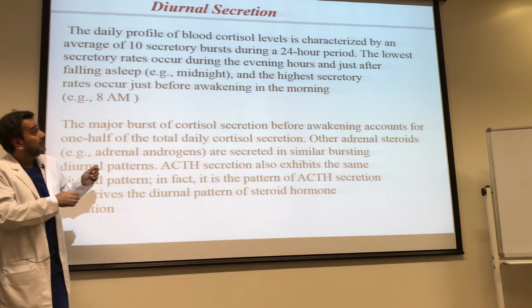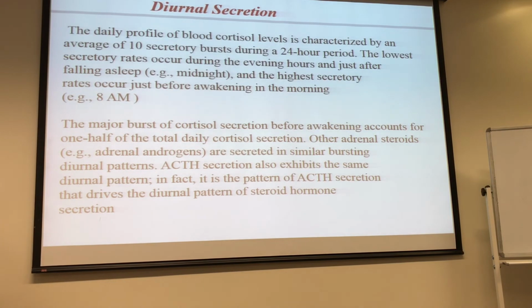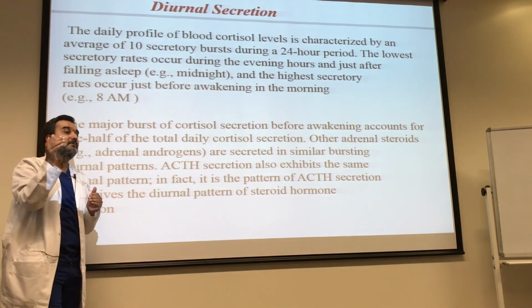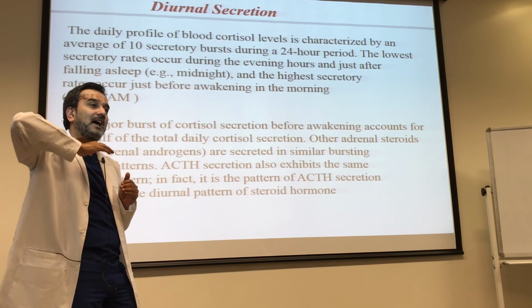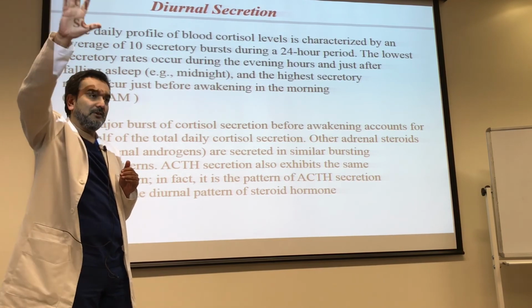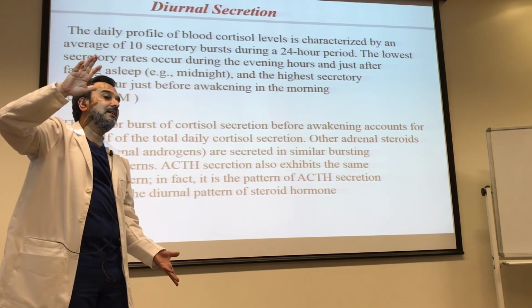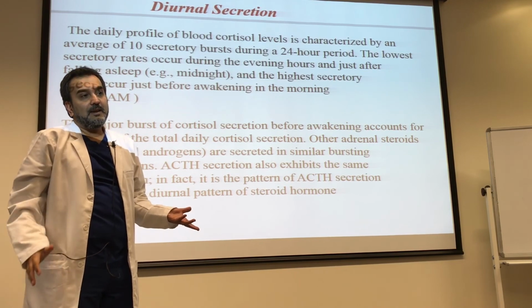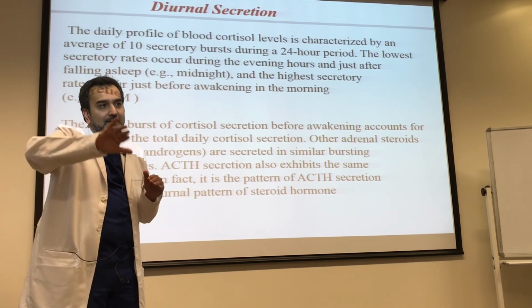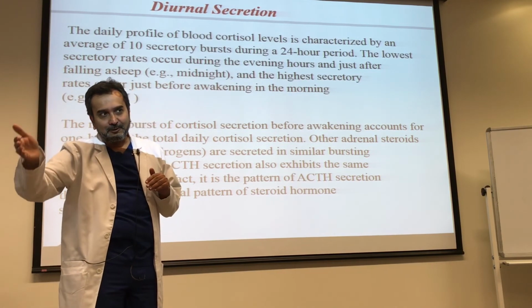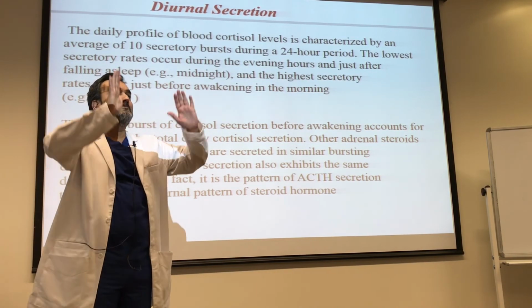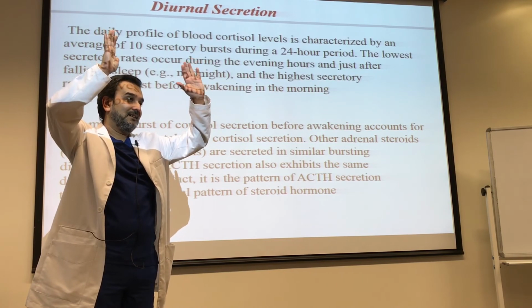Now the lowest amount is released near midnight, before you sleep, and the highest amount of cortisol is released in a burst just before awakening, around 8 o'clock. So around 8 o'clock you would have the highest burst of cortisol coming out, and around midnight, before you sleep, the cortisol levels are going down. So as the day progresses, your cortisol levels are going down. In the morning, your cortisol levels are up.